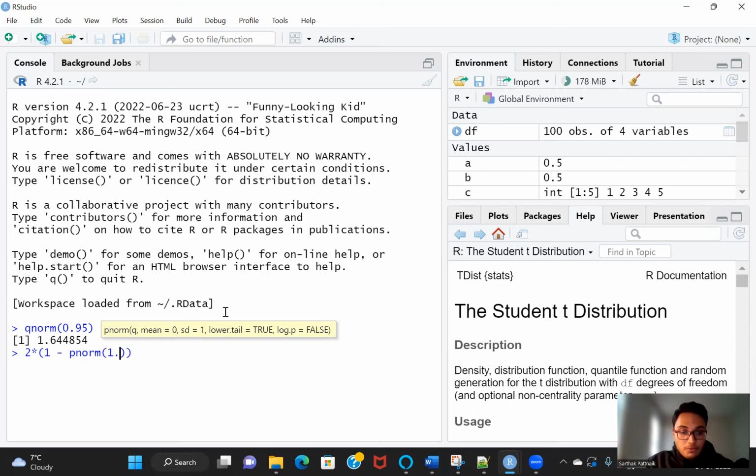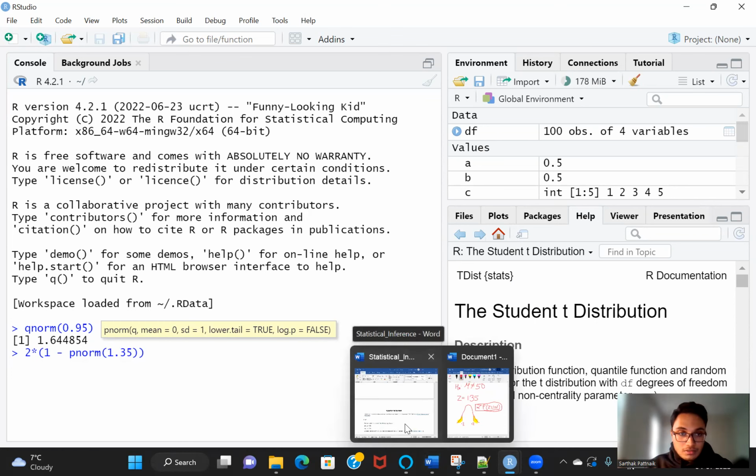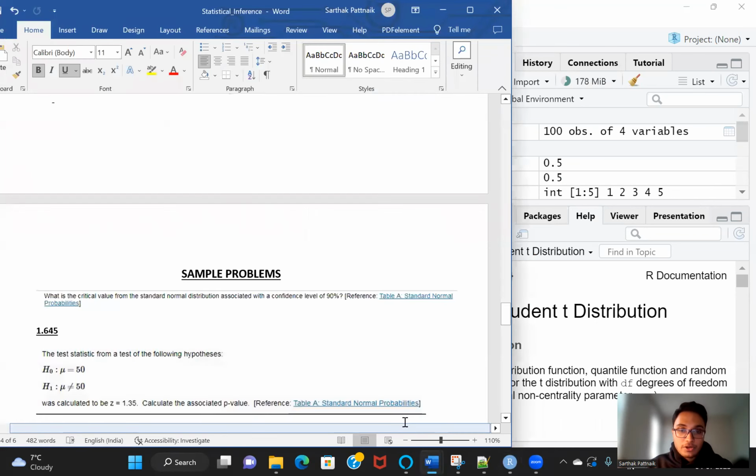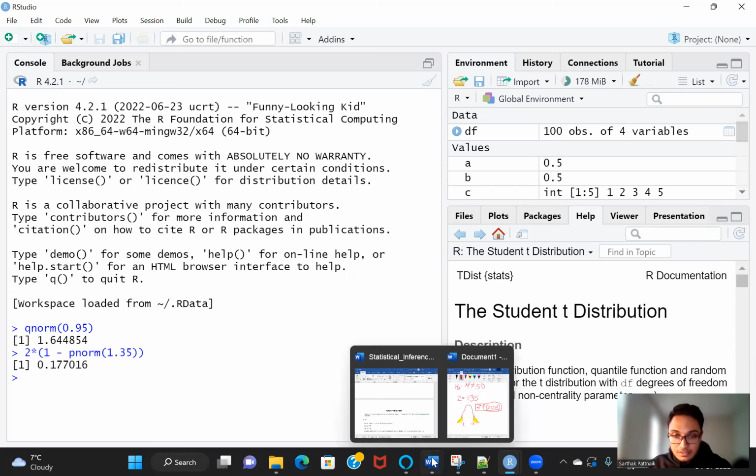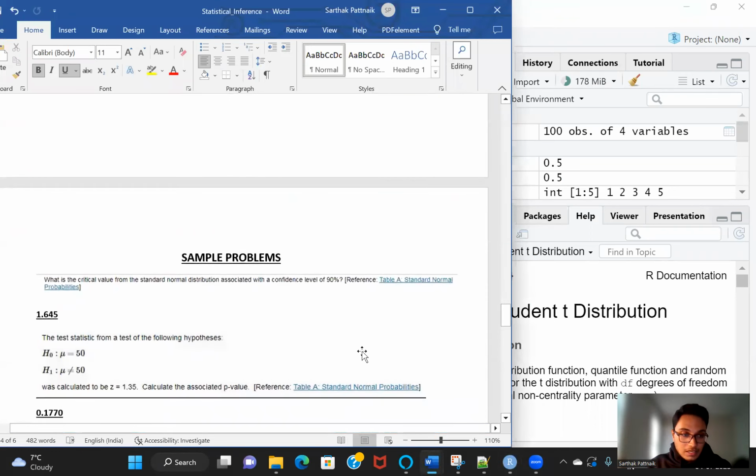What was my Z value? 1.35. Let me just confirm that from the question. It is indeed 1.35. The value comes out to be 0.177016. Round it off, you'll get around 0.1770. Let's see what the answer is. The answer is 0.1770.